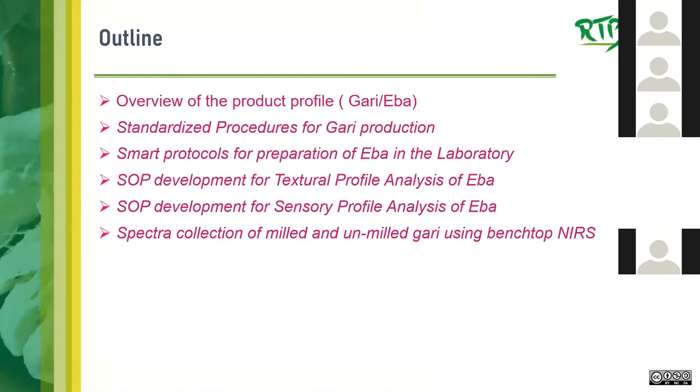The outline of the presentation goes like this. Because of the time, it's already shown on the screen. We look at the overview of the product profile, Gari Eba. Then we talk about the SOP development for TPA, which is textural profile analysis of Eba, and then development of sensory profile analysis of Eba. Then we talk about the spectral collection of the male and non-male Gari using the benchtop lens.